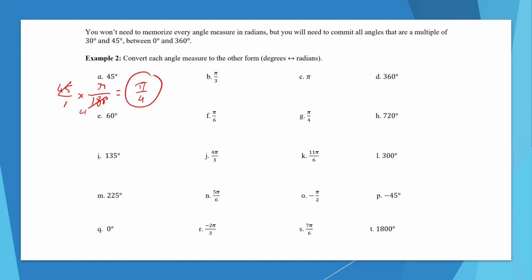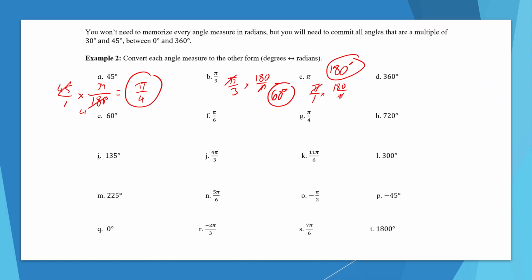So feel free to use a calculator with these. Let's try a few of these together, and then I will just give you the answers to the rest of these. So here, pi over 3. This should be pi over 3 times 180 over pi, because we want the pi's to cancel out. And this should just be 60 degrees. So that's going to be our answer for B. C is pi. Pi is 180 degrees, but if we did the conversion formula, I would multiply by 180 over pi, and then this is just 180 degrees.